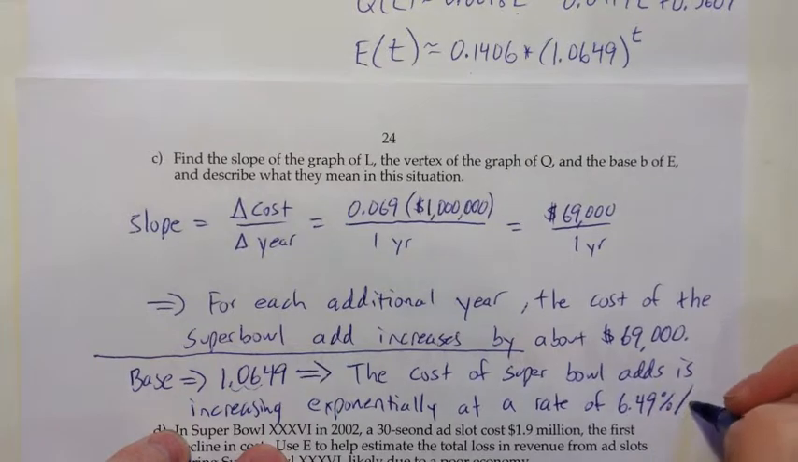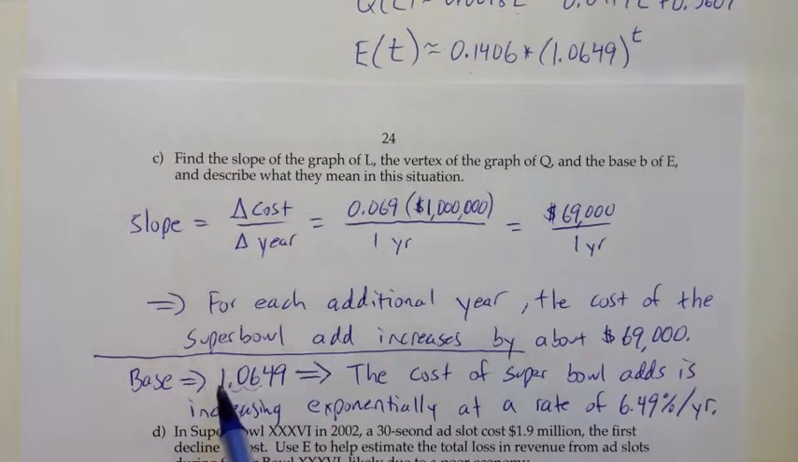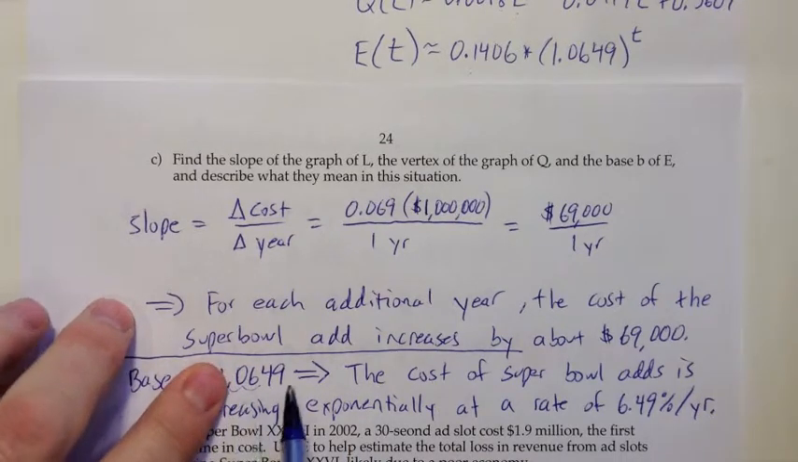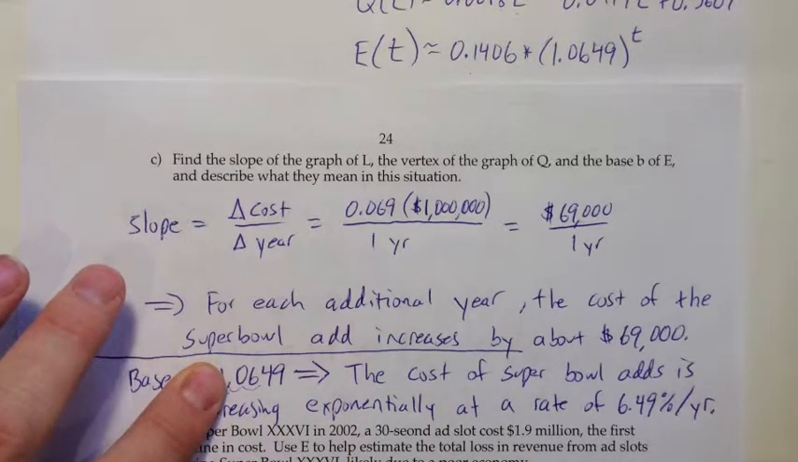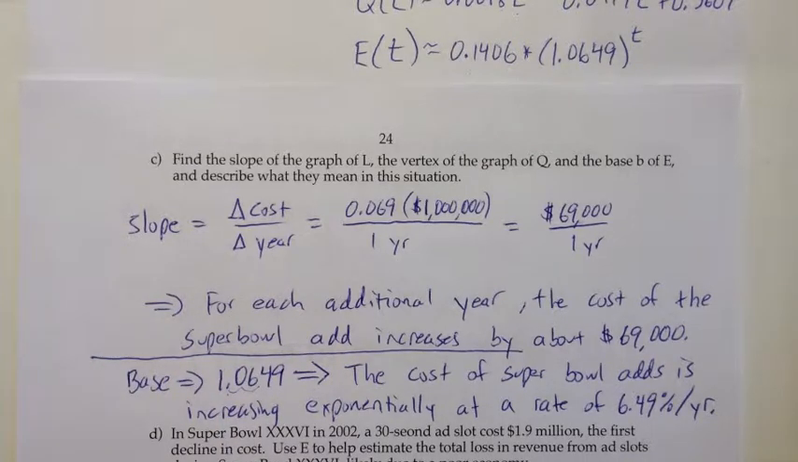And if you're thinking, well, what about the 1? Just again a reminder, that 1 is maintaining the cost from last year, and then the 0.0649 is adding on an extra 6.49% each year that goes by. So when you're thinking about the growth rate, you want to kind of cover up the 1, and whatever extra there is, that is the decimal form of the percent growth per year, per day, per hour, depending on what your units are for the input. In this case, it was years.